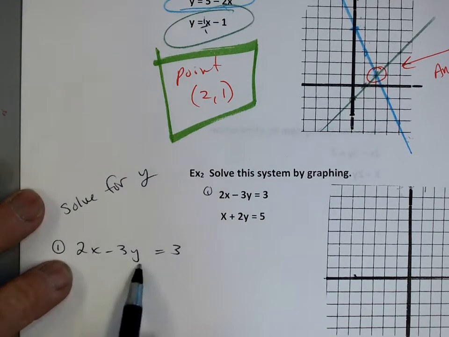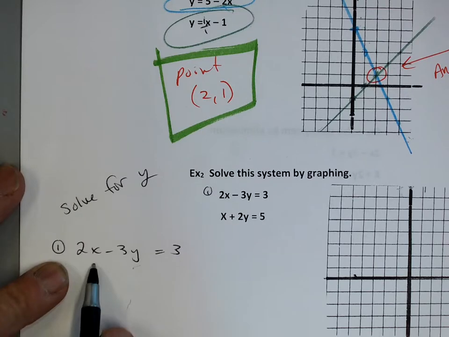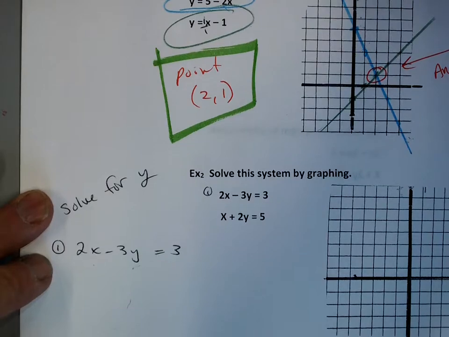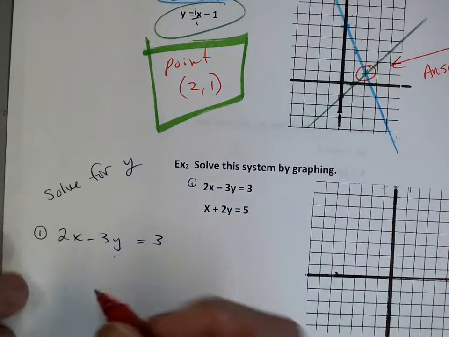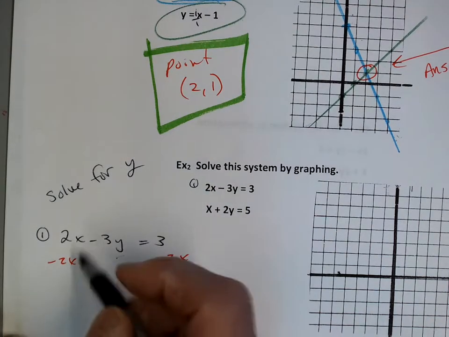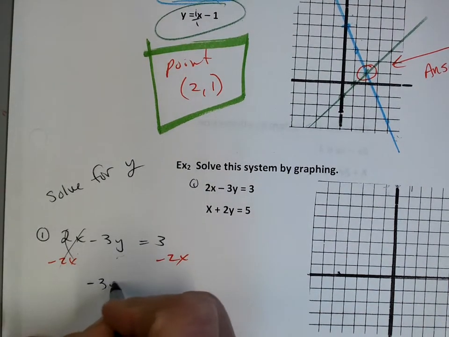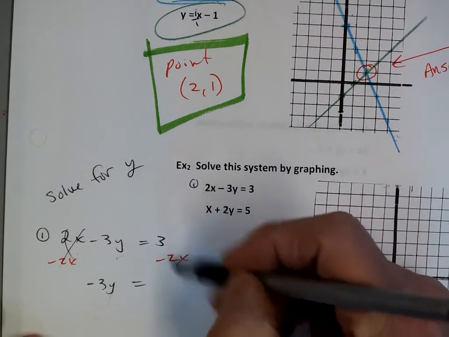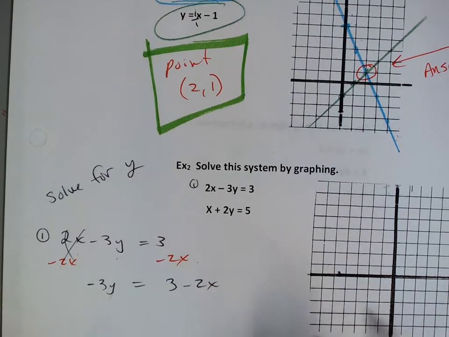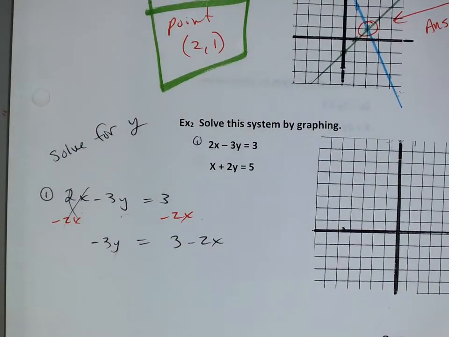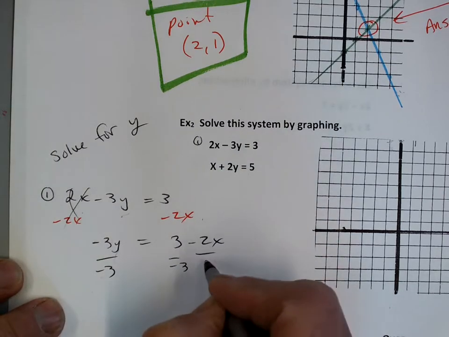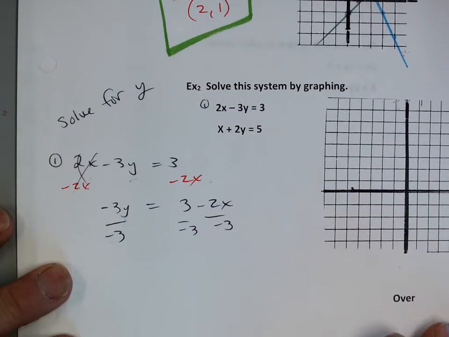All right, I need to get the y by itself. So I'm going to get rid of the 2x, right? So I'm going to go ahead and bring the 2x over. So I'll go minus 2x on both sides. So I have a -3y because the 2x is gone, equals, and you cannot subtract these because that's an x and that's a number, 3 minus 2x, right? And then I'm going to divide everything by -3 to get y by itself.